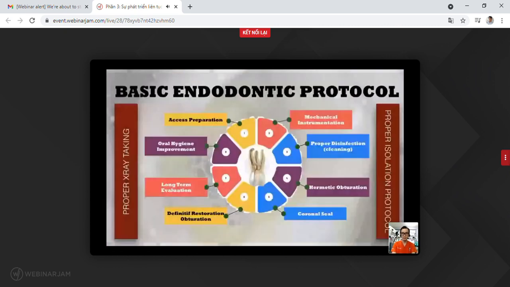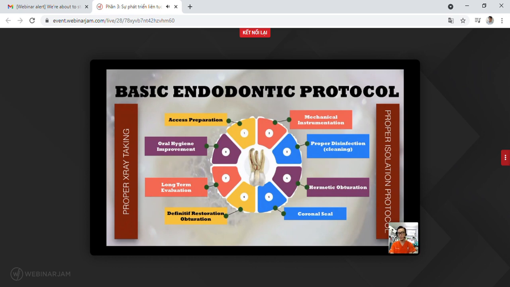But don't forget, basic endodontic protocols cannot be done without proper isolation protocols and proper X-ray taking. Without any proper isolation protocols, you may not be able to achieve good isolation on your operative side. It means the bacteria may come from your saliva. So you have to use them. I will tell you why we need to use them after this. And also proper X-ray taking.